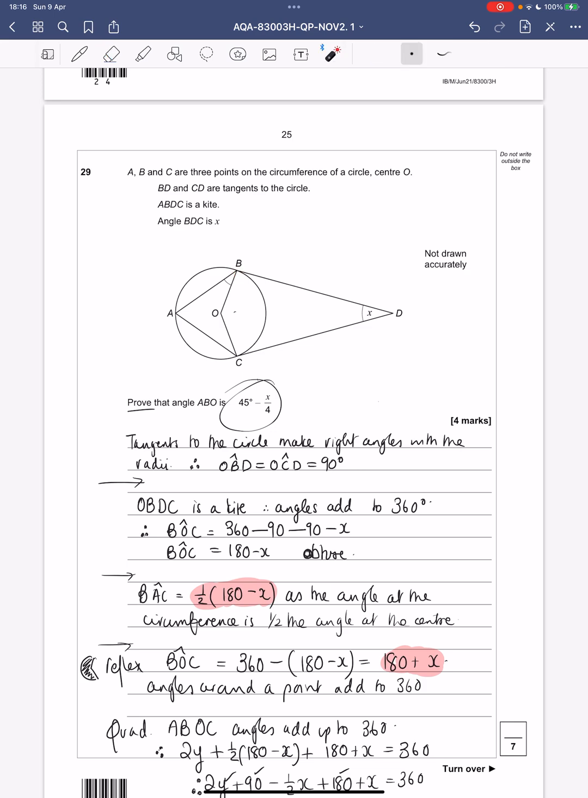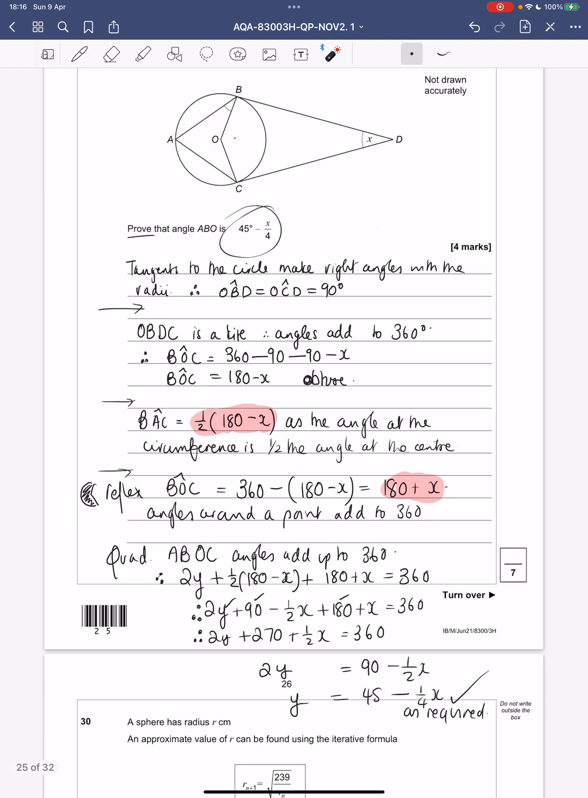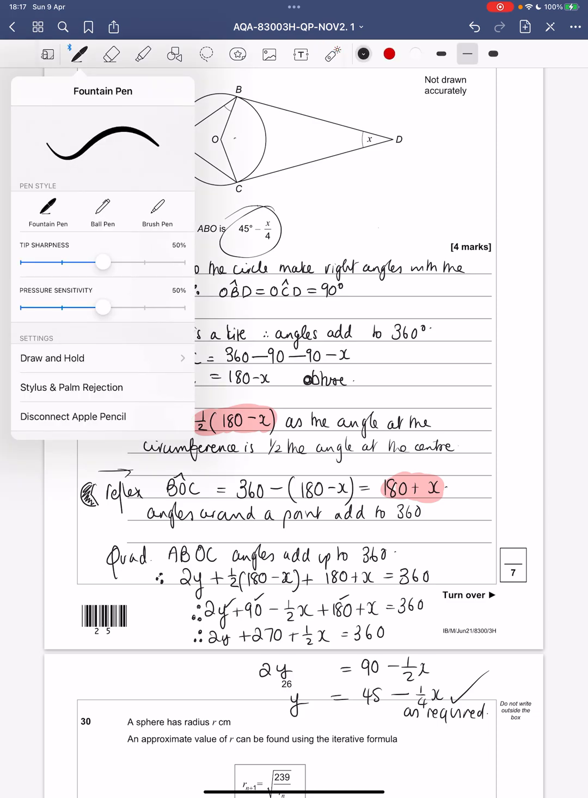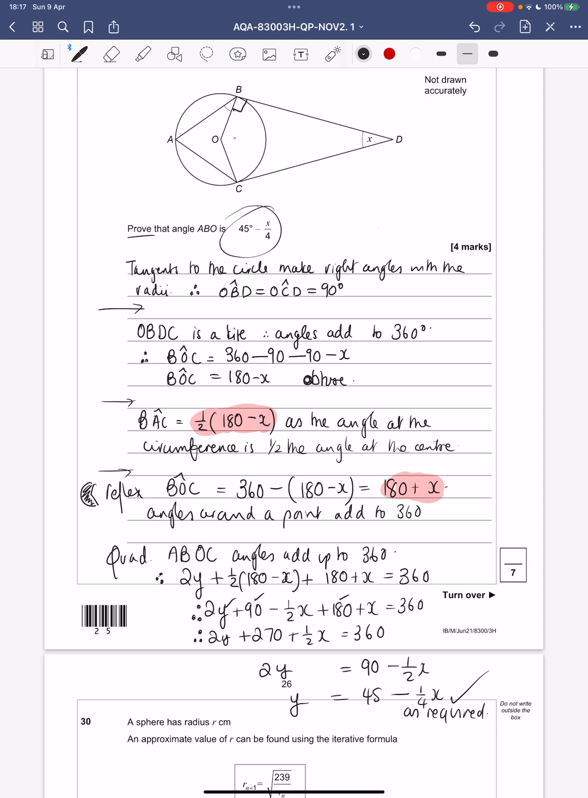BD and CD are tangents to the circle. ABDC is a kite. BDC is X. Prove that ABO is 45 degrees minus X over 4. Okay, so I started with tangents to the circle make right angles with the radii. So therefore, angle OBD is angle OCD is 90 degrees. So this one here, that's 90 degrees. And that one's 90 degrees. Okay, I'll just rub this out. So let's move to the next bit because it gets a bit messy.